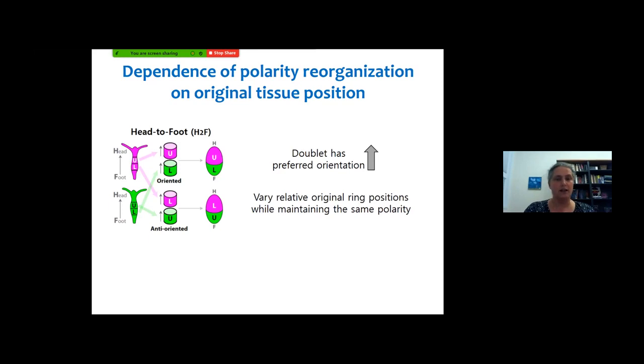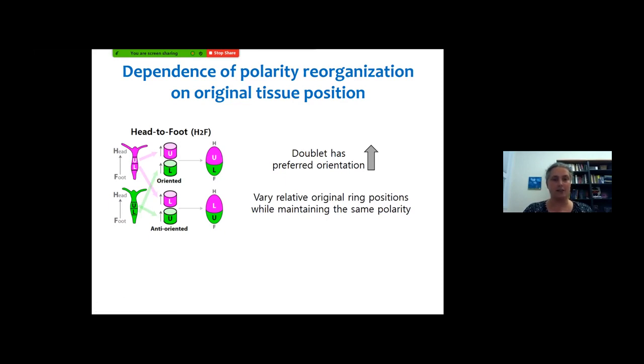So we can take rings from above the midline, these upper rings, or rings from below the midline, these lower rings. And then we can combine them in an oriented manner, where the lower ring is below the upper ring. This is the same orientation as they were in the original animal. Or we can combine them in an opposite orientation, an anti-oriented configuration, where the upper ring is below the lower ring. In both cases, the tissue has a preferred polarity.